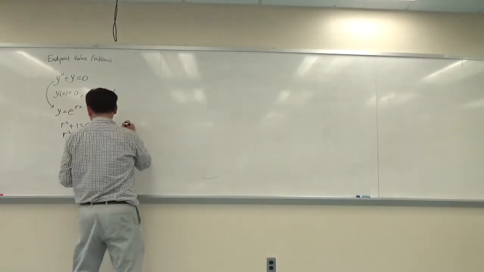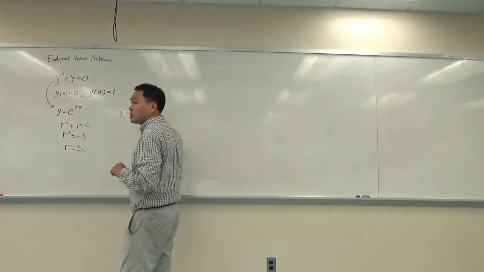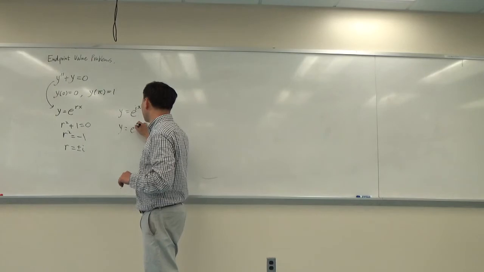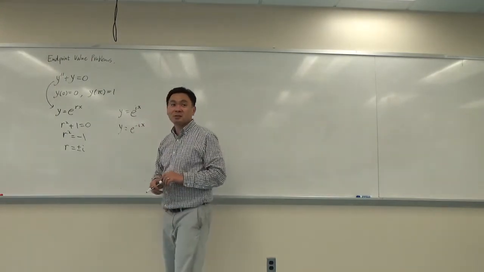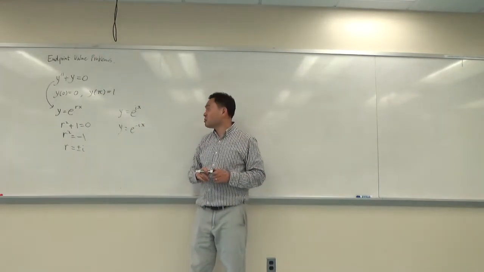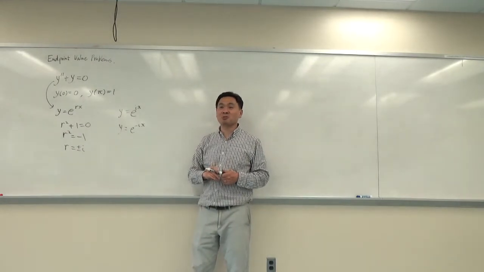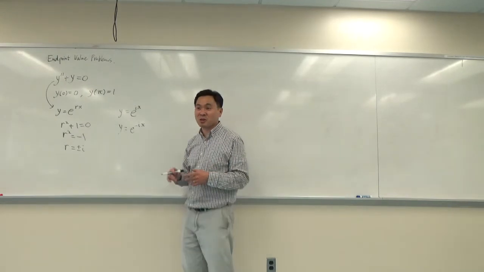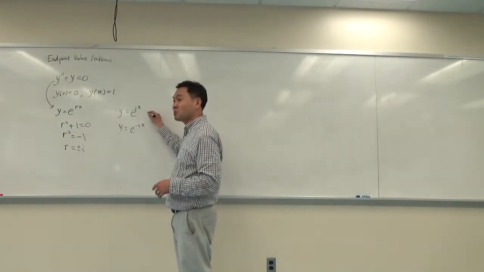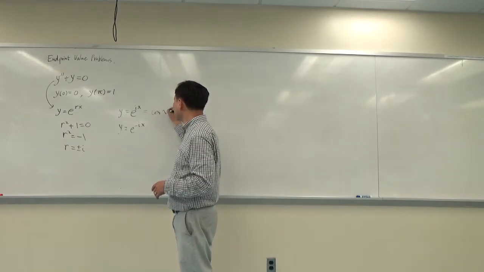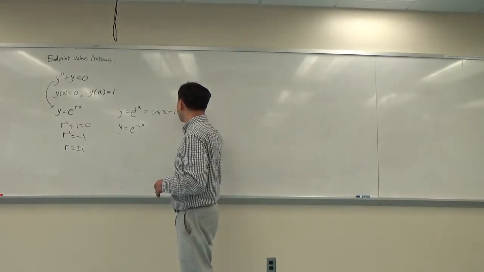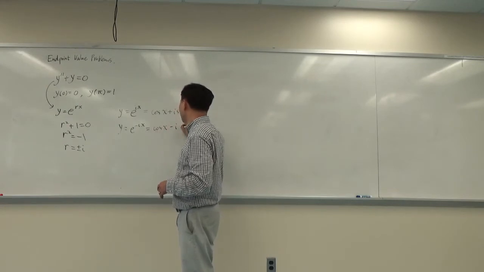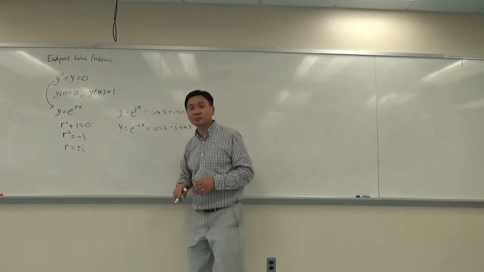So what are the two solutions? y equals e to the ix, and y equals e to the negative ix. Now that might have puzzled you, but we know Euler's identity, right? So we actually know what this means. This one gives you cosine x plus i sine x, and this one gives you cosine x minus i sine x.